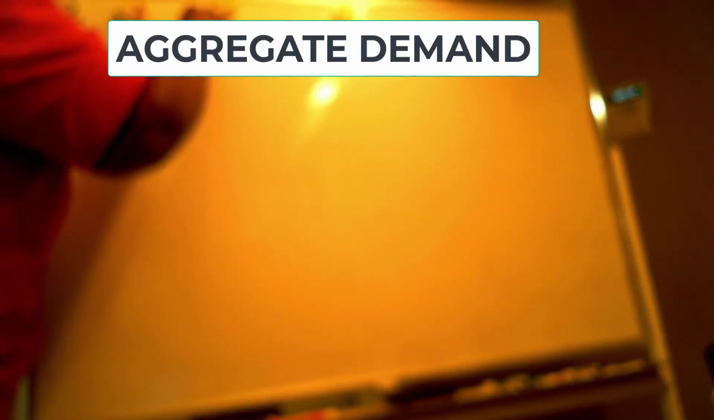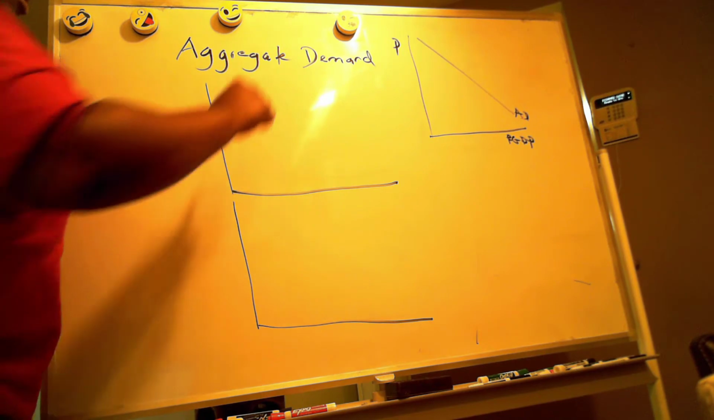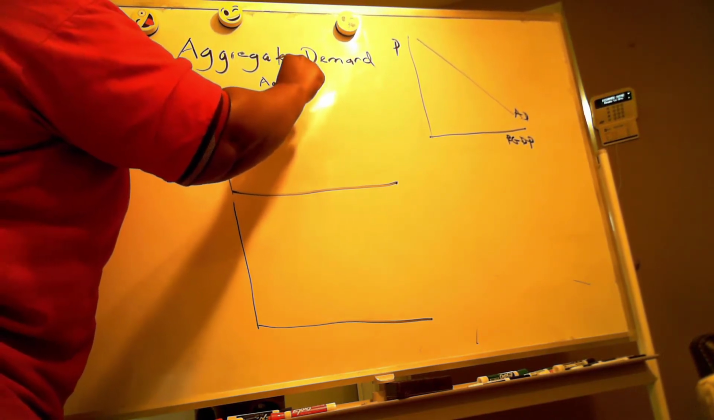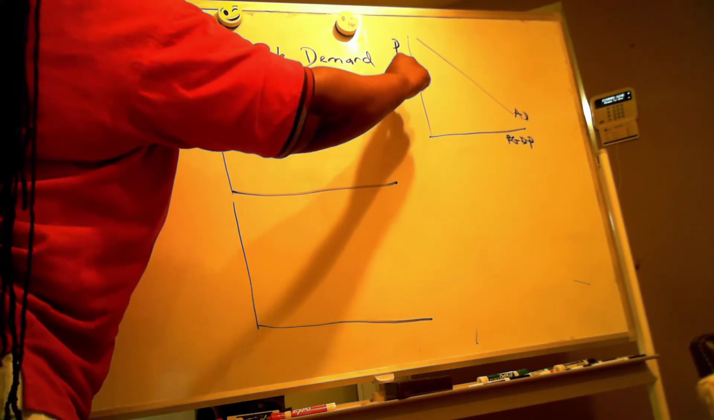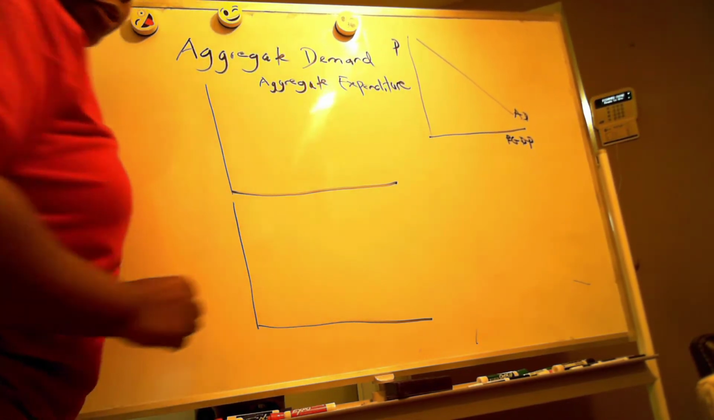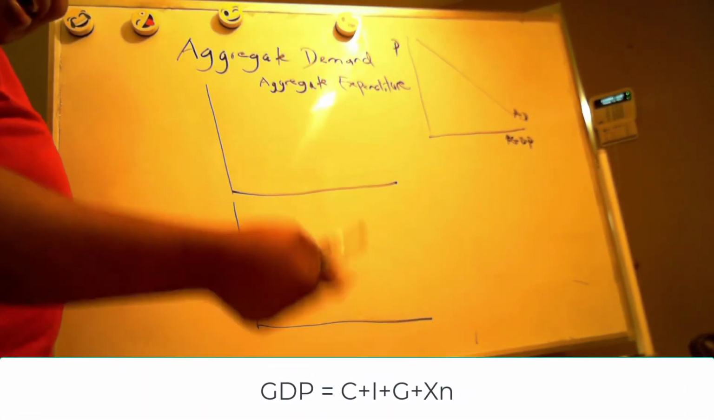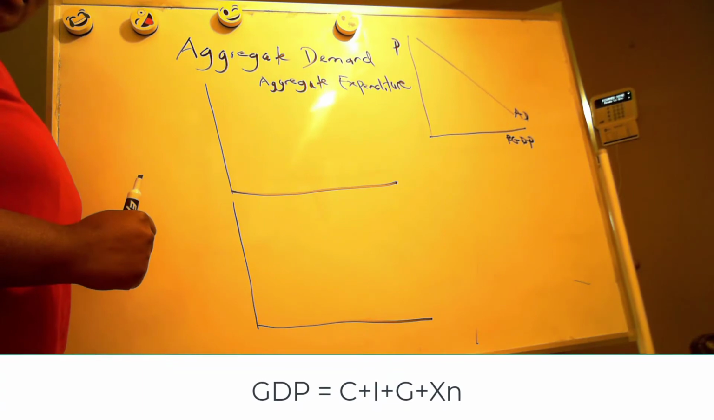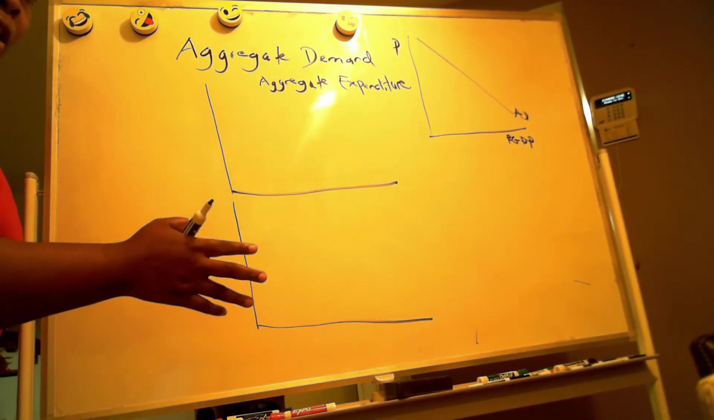I am going to show you specifically how we derive aggregate demand. We got it from our aggregate expenditure model. And if you're going, I don't remember doing that, that's your C plus I plus G plus XN. Now to show you how this works, I'm going to graph it out.